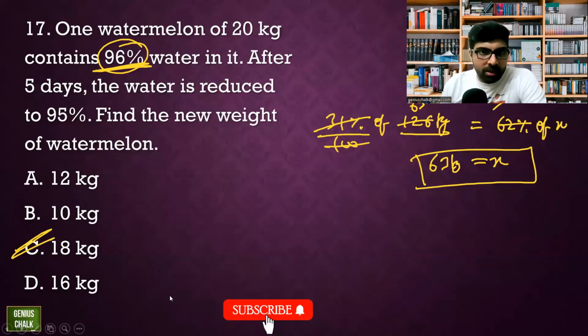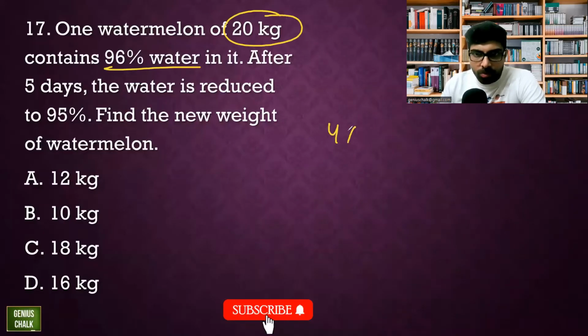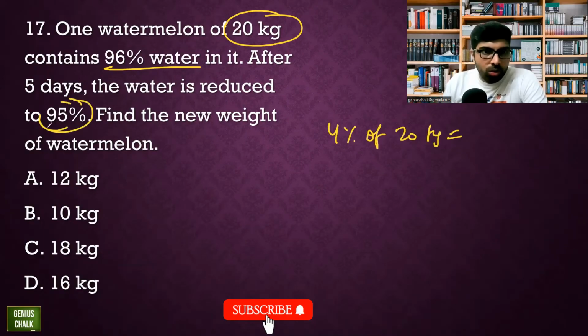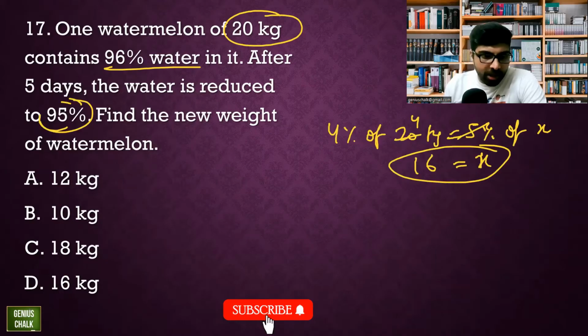Okay, next question. The same type, one watermelon of 20 kg has 96% water. That means it is 4% of pulp. So 4% of fresh watermelon. Now the water is reduced to 95%. That means what is the pulp? 5% of the new watermelon, say X kg. So can you solve? 5 4s are 20, percentage cancel, and 4 4s are 16 kg. So the answer of the question has to be 16 kg, right?